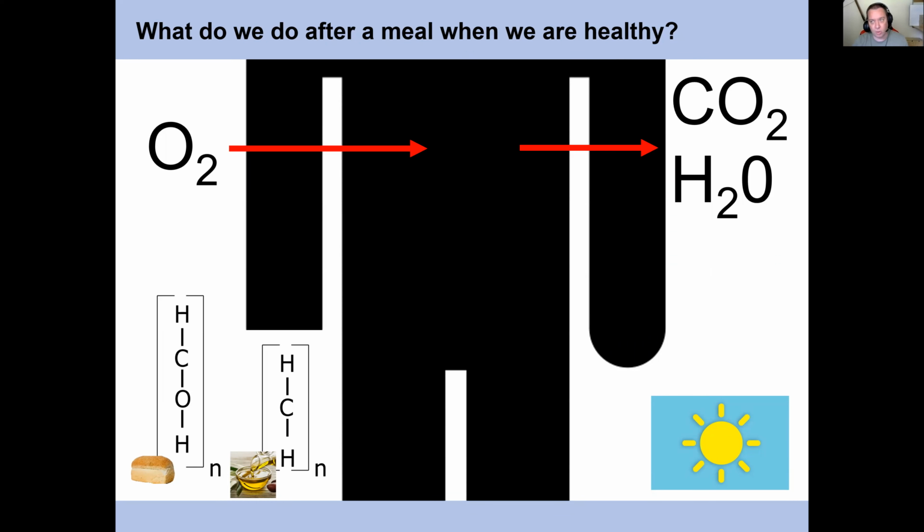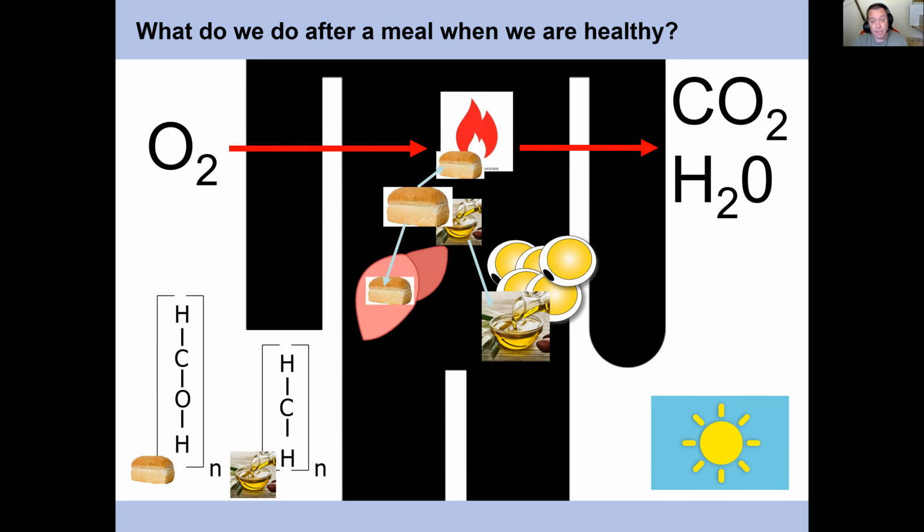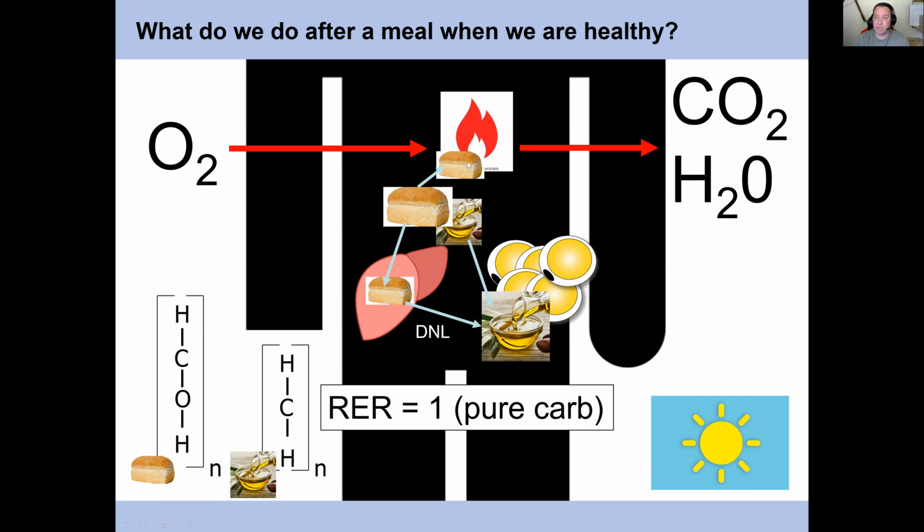So what do we do after a meal when we are healthy? Well, we consume a mixture of this carbohydrate and lipid. And the lipids, if we are healthy, we'll store in our adipose tissue and lock them up until later. The carbohydrates we will burn, and some of the carbohydrates will also be stored acutely in the liver as glycogen. And finally, if we're in real excess of carbohydrate, we can even turn some of those carbohydrates into lipid by the process of de novo lipogenesis for long-term storage. But the result of this is, even though we've eaten a mixed meal, we are burning almost exclusively carbs, and our RER or RQ will be 1, pure carbohydrate oxidation.